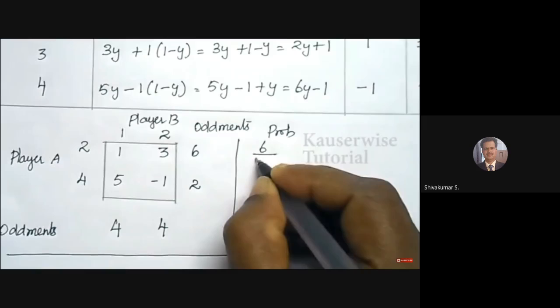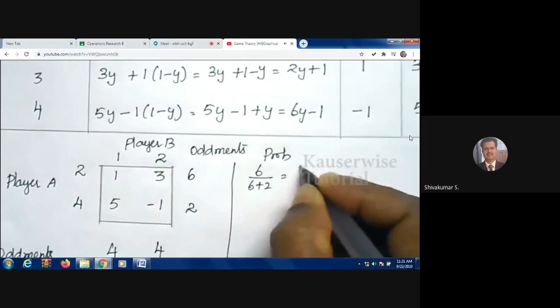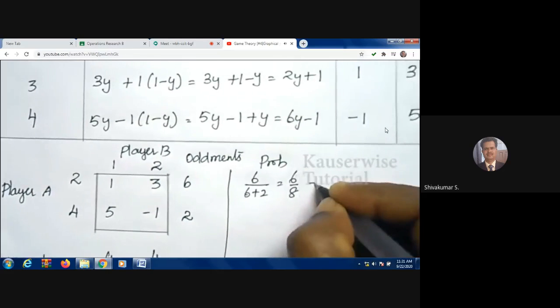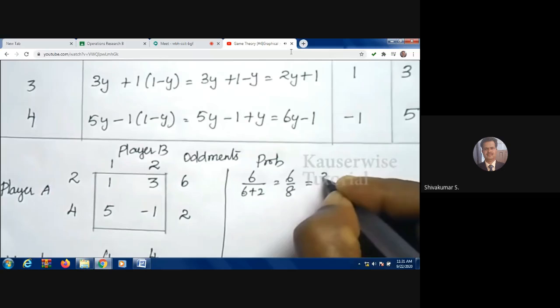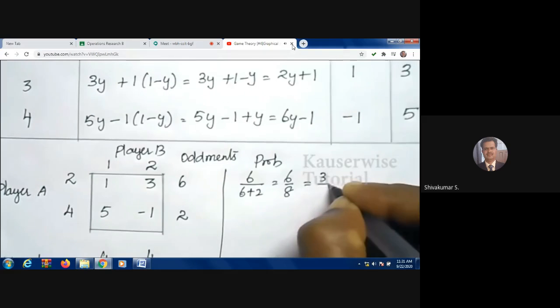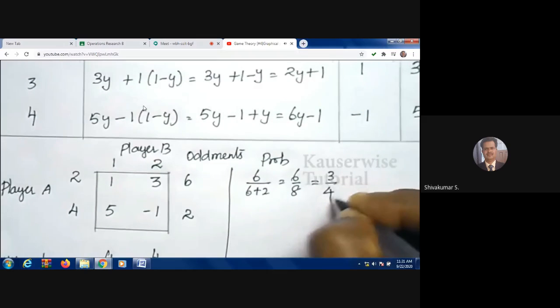6 divided by 6 plus 2 is equal to 6 by 8, which is 3 by 4. In the same way, for the second one, 2 divided by 6 plus 2.